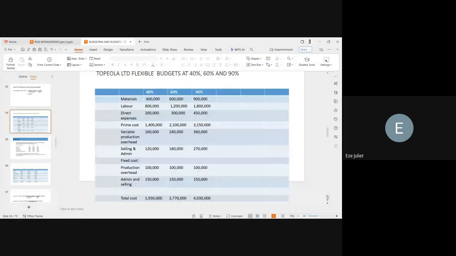Our total cost is 1,930,000. So what is the definition of markup? Markup is what you need to add on your cost to determine how much you are to sell the goods in order for you to make profit. So markup is the profit element that will be added to the cost to come up with a revenue figure. Is that clear, ma'am?